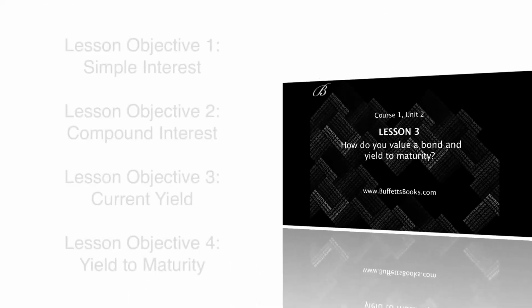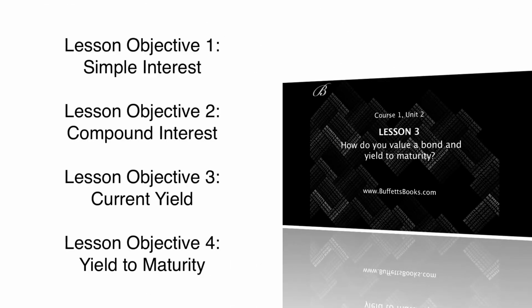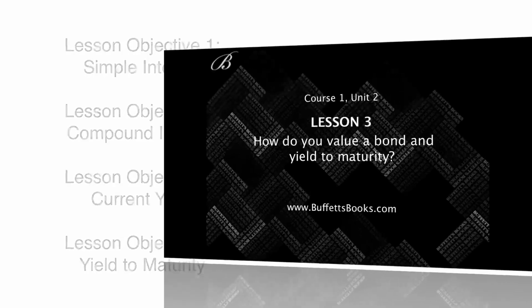So in this lesson, we had 4 lesson objectives. The first was understanding simple interest, understanding compounding for bonds, the current yield, and yield to maturity.